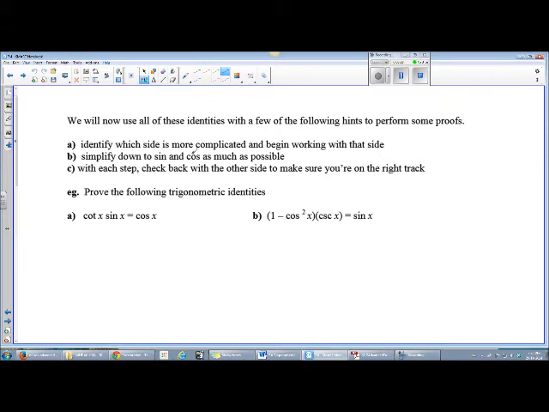Try to simplify down to sine and cosine as much as possible, because that brings things down to the base functions. Then step by step, refer back to the other side that perhaps you're not working with, and see if you have attained equality, showing that the two sides of the identity are equal. One other thing you might want to note is that you cannot cross the equal sign.